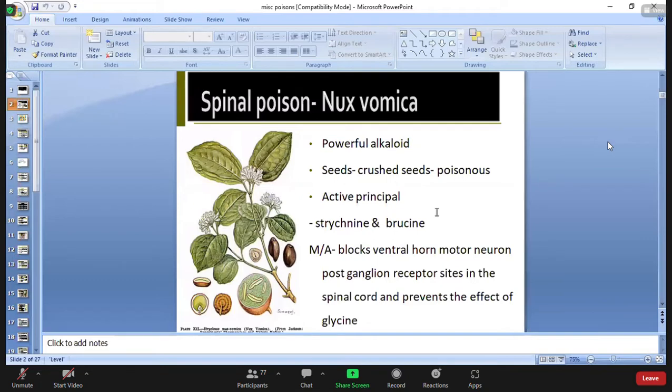The most important active principles of strychnine are strychnine and brucine. It acts on the ventral horn motor neuron, postsynaptic receptor site in the spinal cord, and prevents the effect of glycine. So that is how it acts.